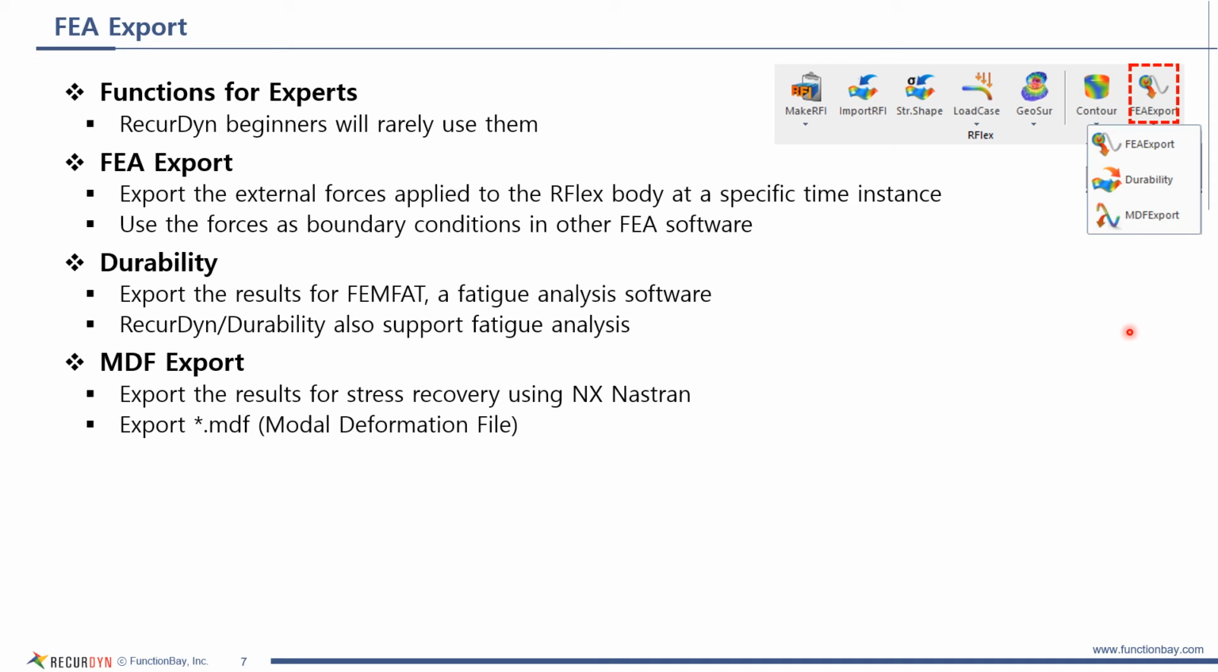There are several FEA export functions, but RecurDyn beginners will rarely use them. FEA export is a function to export the external forces applied to the RFlex body at a specific time instance, and to use them as boundary conditions in other FEA software. Durability is a function to use RFlex results in FEMFET, a fatigue analysis software. MDF export is a function used to perform stress recovery with NX Nastran, but it is rarely used because stress recovery is possible within RecurDyn.